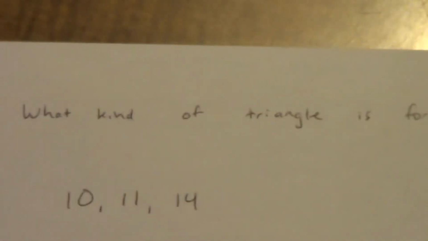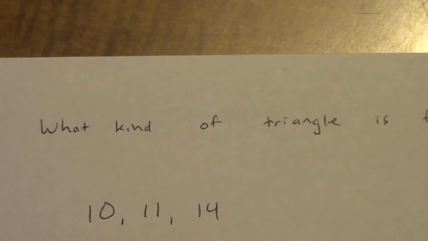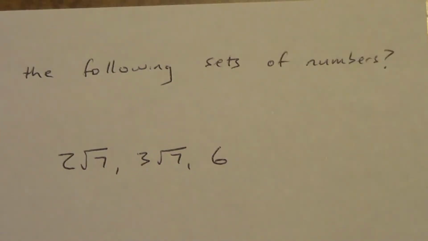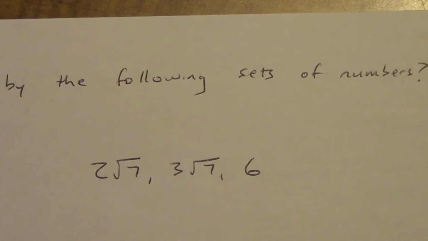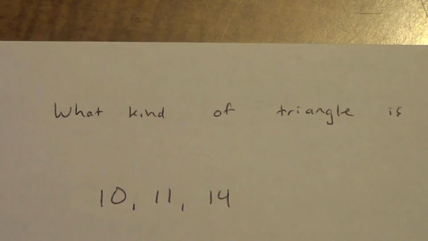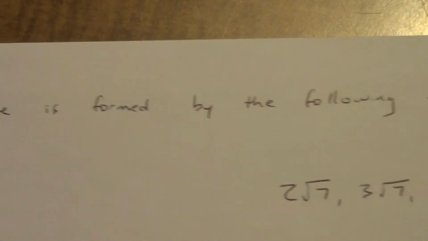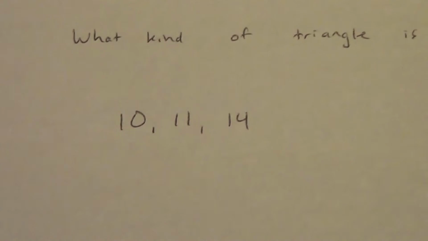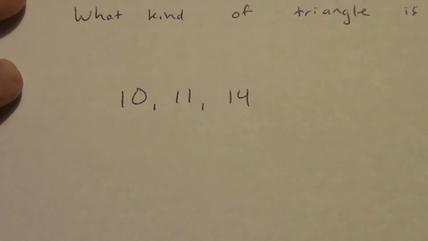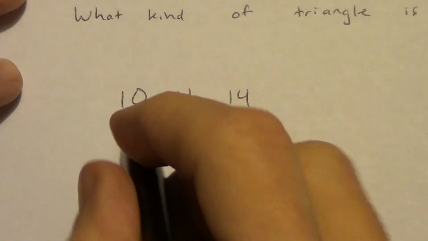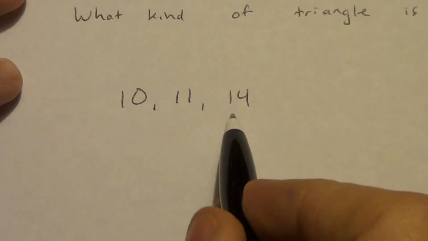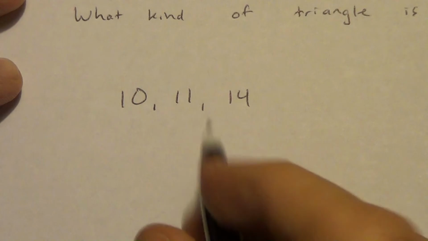So what kind of triangle is formed by the following sets of numbers? Sorry, couldn't get that all on the screen at the same time. Let's show that again. This is the question. What kind of triangle is formed by the following sets of numbers? We'll start with a pretty easy one, 10, 11, 14. So A, B, C. Always put C for your biggest. A and B you can switch around and it won't matter.